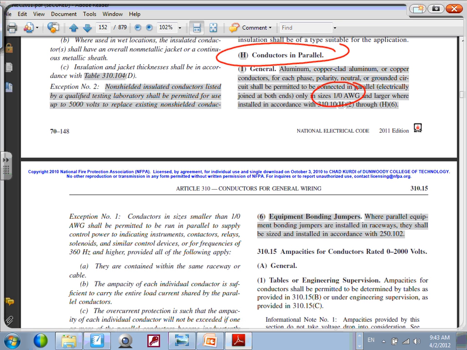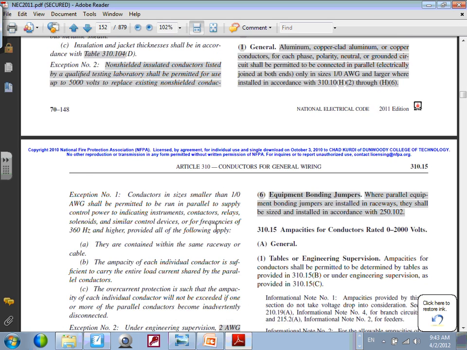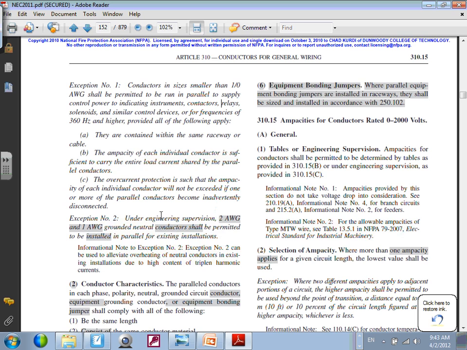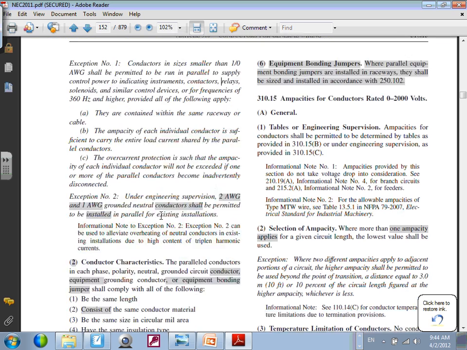Now, exception right here. This is for those of you who are going to sit for a journeyman exam. You can parallel smaller than 1 aught, but only for control and signals. And I'm going to stop right there. For most of us, who are power, less than 1 aught shall not be paralleled, except for control and signals. So if you want to expand on that, instrumentation and so forth, you can parallel. Okay, so that's the paralleling.